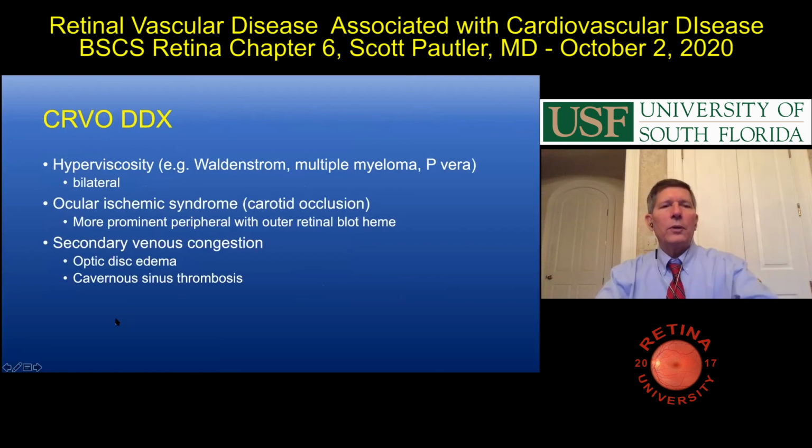So the differential diagnosis of central vein occlusion includes hyperviscosity. It's going to be usually bilateral. You're not going to get a unilateral central vein occlusion and have Waldenstrom's, for example. Ocular ischemic syndrome can mimic it, but the peripheral hemorrhages tend to be much more prominent, and you tend not to get optic disc edema in ocular ischemic syndrome.